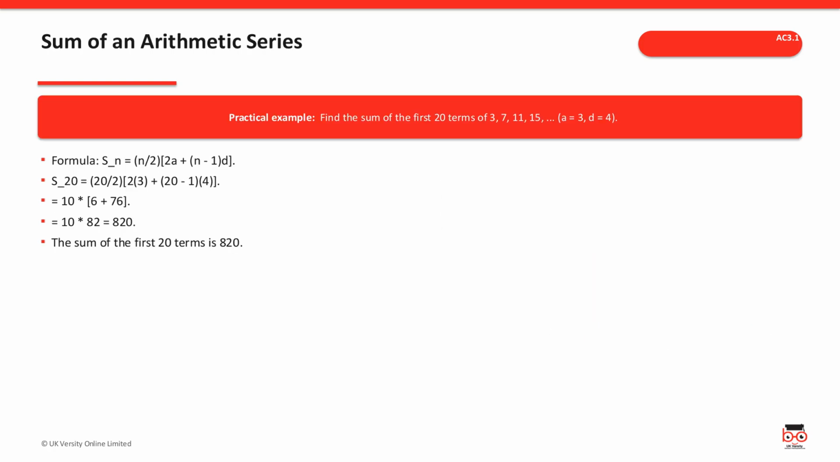Now let's add an arithmetic series up. We want the sum of the first 20 terms of 3, 7, 11, 15, where a is 3 and d is 4. The formula is s sub n equals n over 2 times the quantity 2a plus n minus 1 times d. Plugging in, s sub 20 is 10 times the bracket 6 plus 76, which is 10 times 82, so the sum is 820.